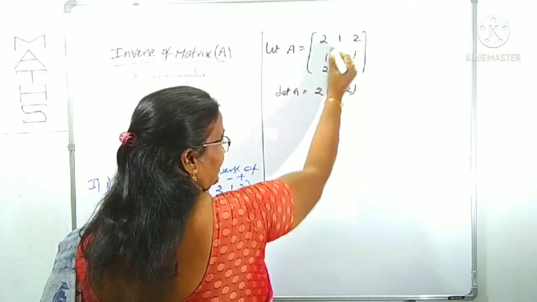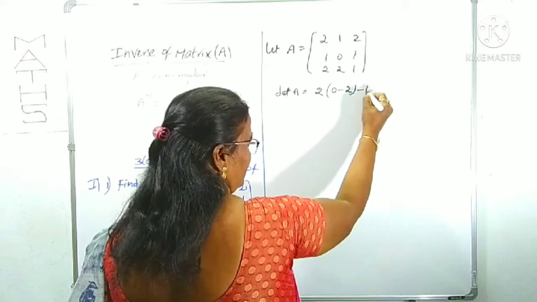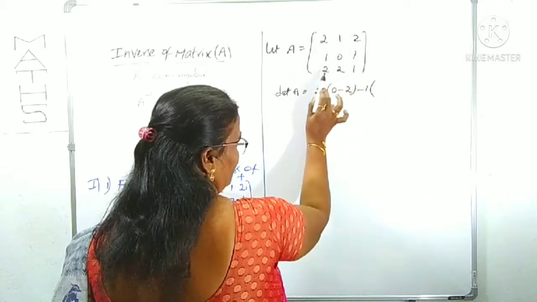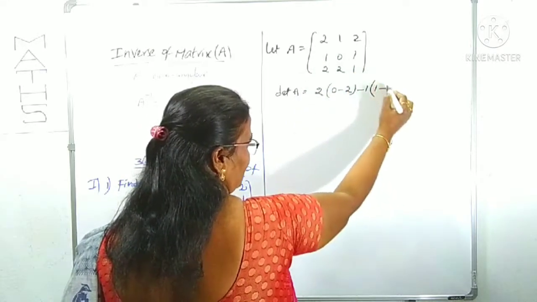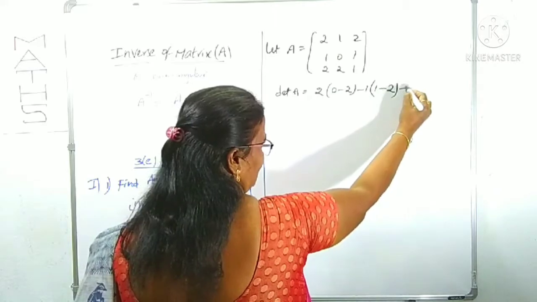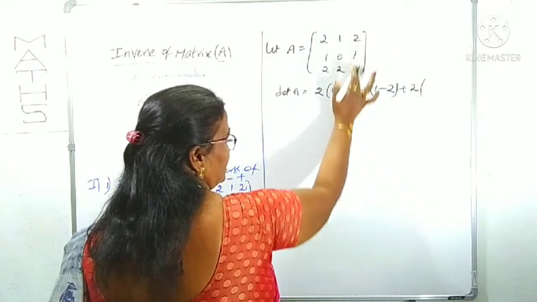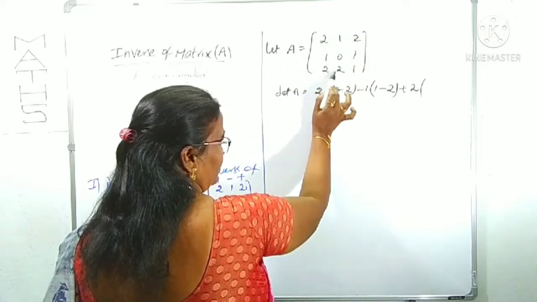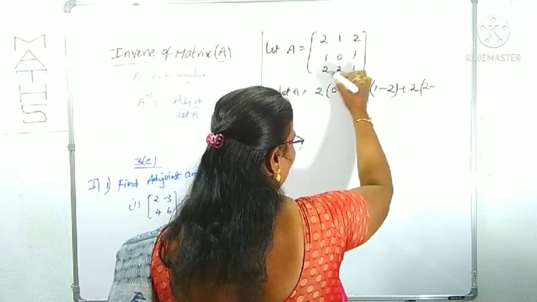Right? For the middle element we have to change the sign, I said. That is minus 1 of, closing these two, what are the left over? 1, 1, 2, 1. Its determinant: 1 into 1, 1, minus 2 into 1 is 2. Right? Next plus 2 for this one. 2 is here. We can close these two, row and column. What are the left over? 1, 0, 2, 2. Its determinant: 1 into 2, 2, minus 2 into 0, 0.